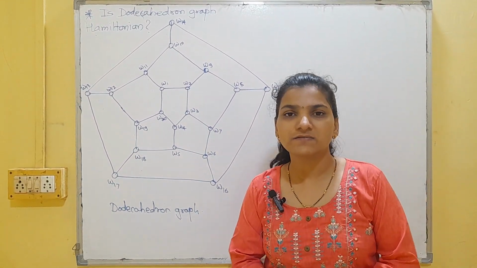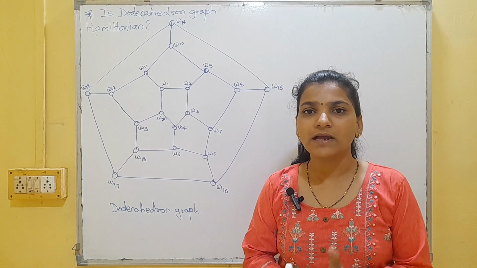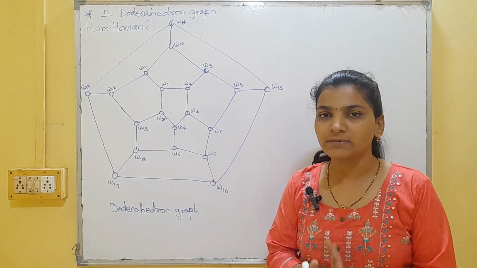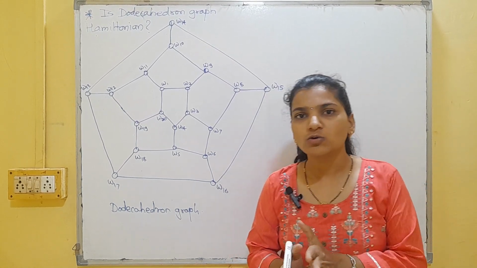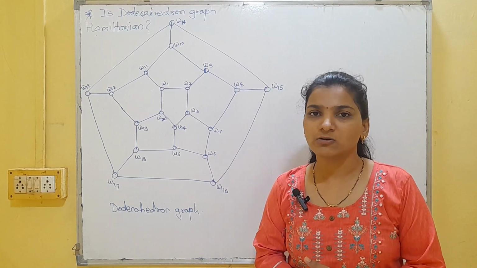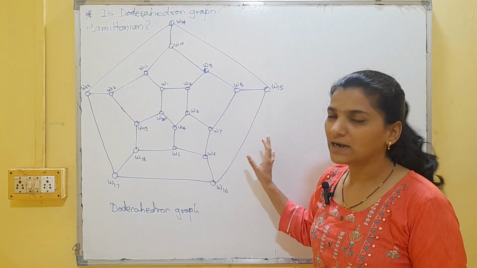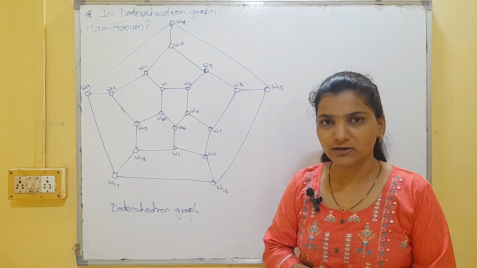Hello students, in this video we are going to check whether the dodecahedron graph is Hamiltonian or not. If you don't know what the dodecahedron graph is, I have drawn here a graph, and this graph is known as the dodecahedron graph.